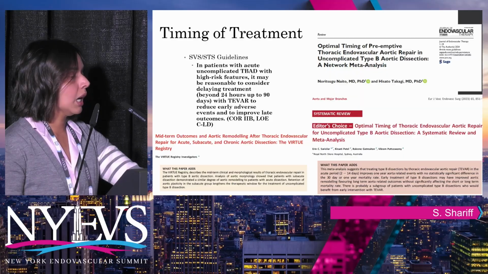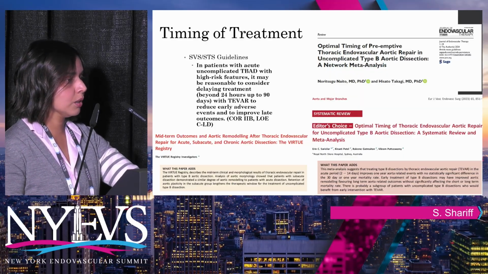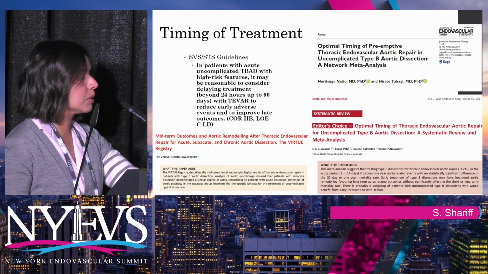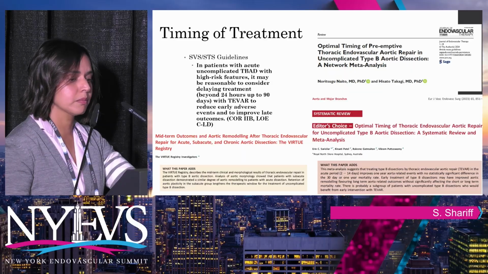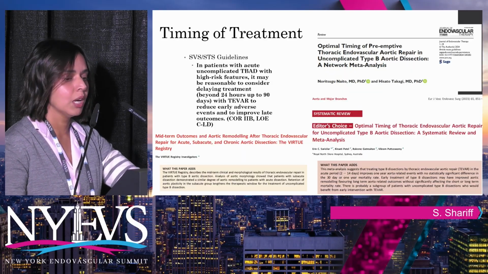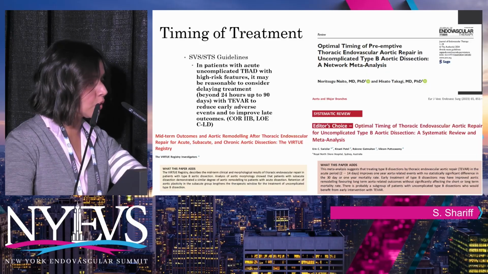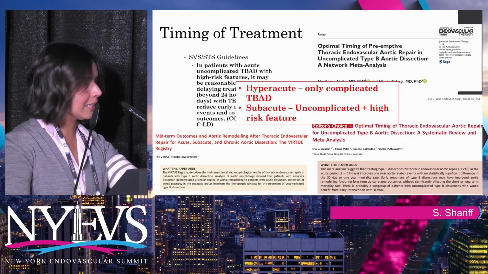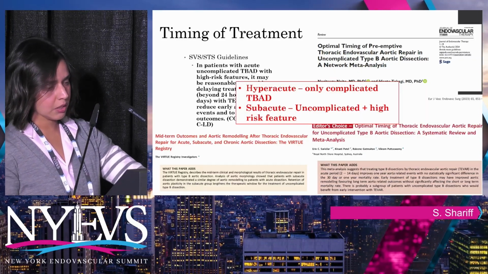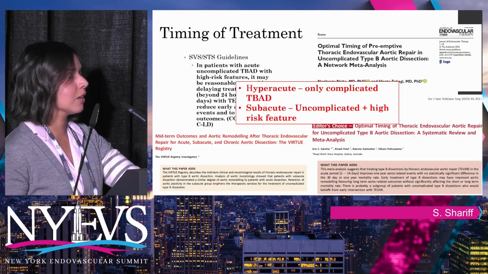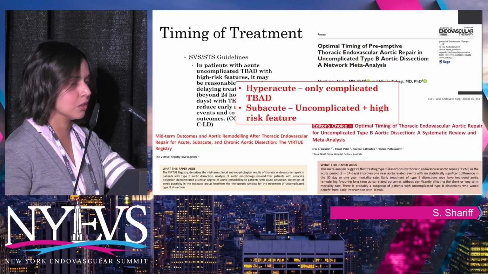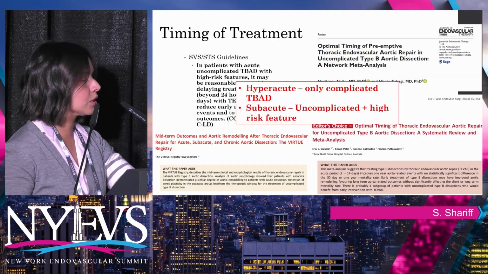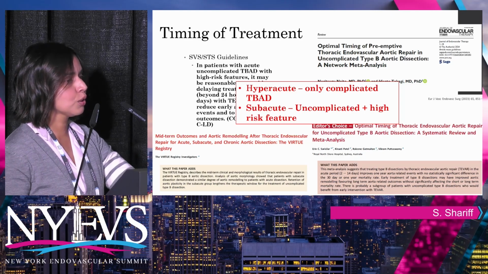The VIRTUE study randomized patients to acute, subacute, and chronic, and they found that acute and subacute had similar remodeling of the aorta. Another paper by Miari showed that in the hyperacute phase, the patient had a higher mortality rate. So essentially, what it all comes down to, in all of these papers on this screen, is that in the hyperacute phase, only treat the complicated dissection that absolutely needs surgery, and leave the uncomplicated, plus or minus high-risk features, for the subacute phase, which is from 14 days to 90 days.